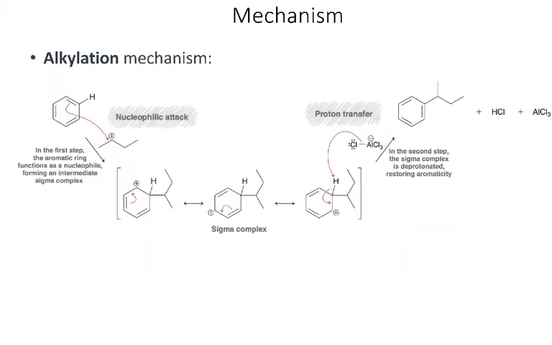Alright, so now we jump into the mechanism, and again, this should look pretty similar to the other EAS mechanisms that we've seen. One of the pi bonds from the benzene undergoes a nucleophilic attack on our electrophile. This time it attacks the carbocation. We form a sigma complex. Again, if you're asked to draw this mechanism, be sure you show the 3 resonance structures that stabilize the sigma complex. And then we end off with a proton transfer, and this looks exactly like the proton transfer that we saw in the halogenation example.